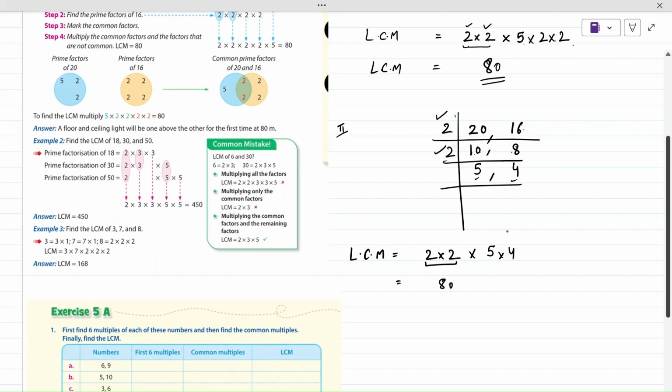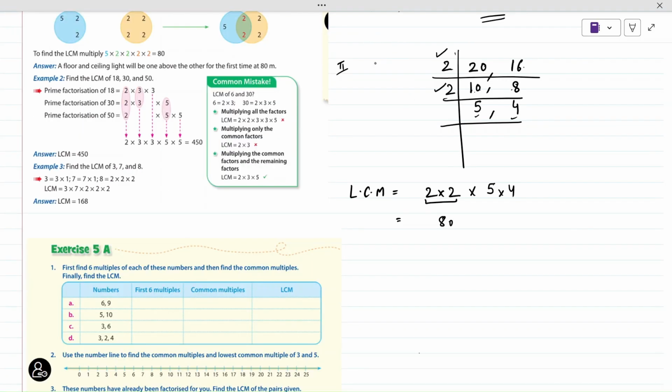Okay, everything is correct. Now the next question here is, find the LCM of 18, 50 and 30.